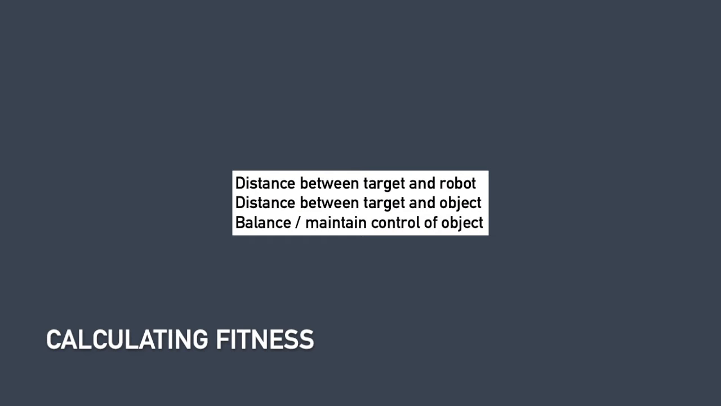In this experiment, I calculated fitness using three specific variables: the distance between the target and the robot, the distance between the target object and the balancing object, and finally the balance aspect of this project, which was the robot's maintenance and control of the object on its back.